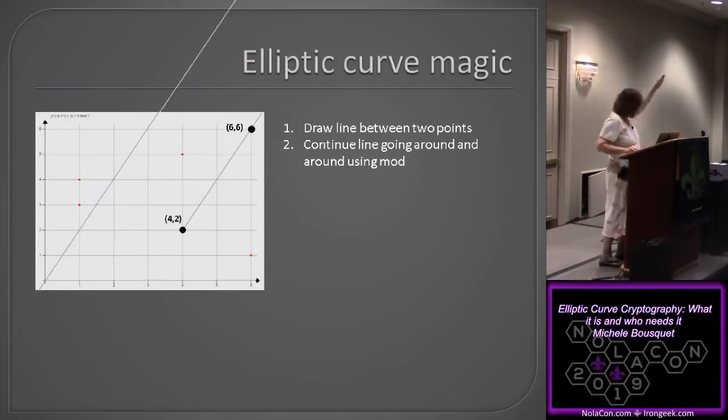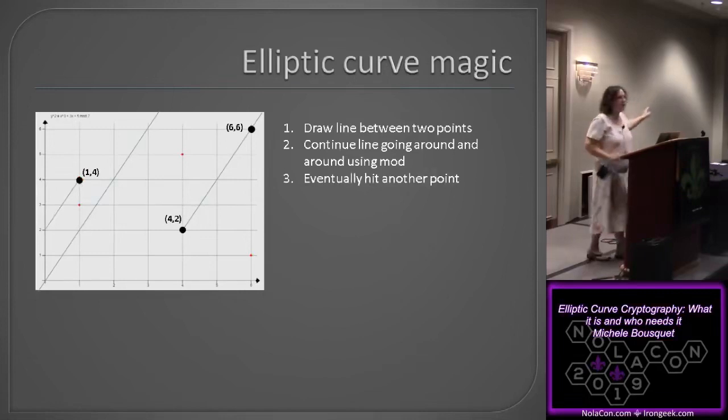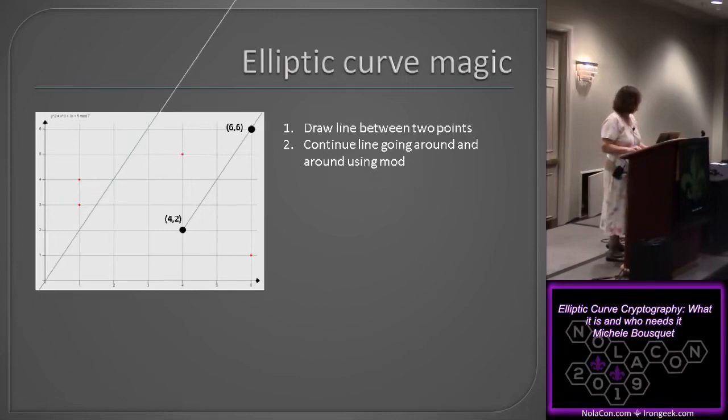And then it loops around. You go back out and then loop it back around until you hit one of the other points on the curve. You follow how that works? Drew a line between 2 of the points, kept mapping it back into the modulo space. I see some frowny faces. Okay, let's go back a little bit.